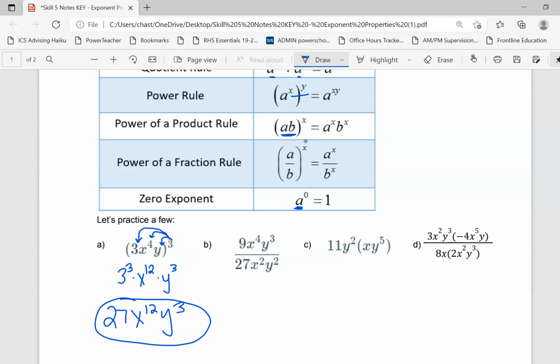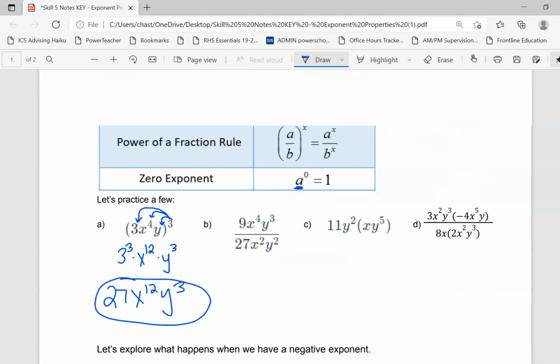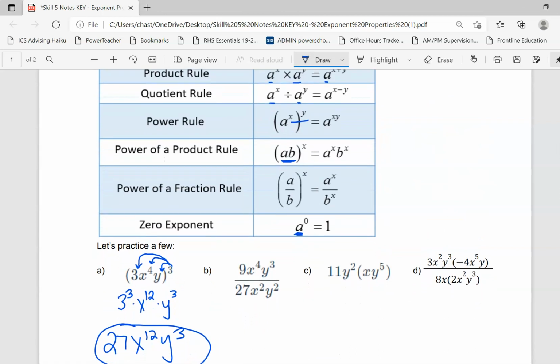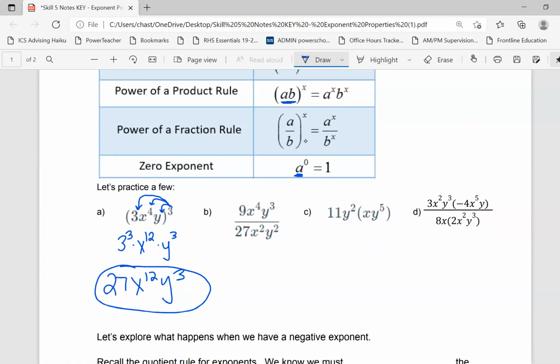For the next one, we're going to use the quotient property. So the quotient property says that if you're dividing things, the 9 over 27, since those aren't exponents, I'm just going to simplify that fraction. I can take 9 and 27 and we get the fraction 1/3. X to the fourth over x to the second: if I take 4 minus 2, I get x to the second. And y to the third over y to the second: subtract 3 minus 2 and we get y to the first, which I can just write as y. And so this is our answer.